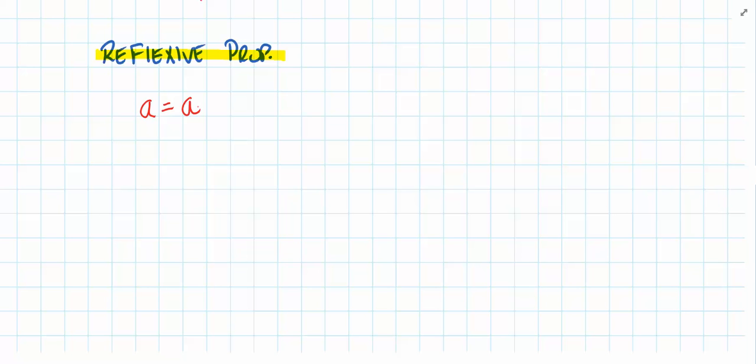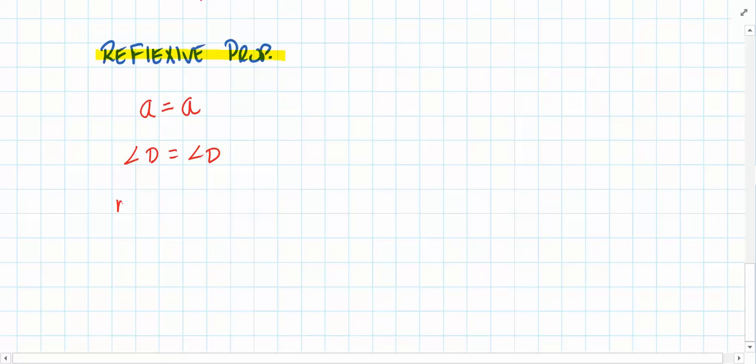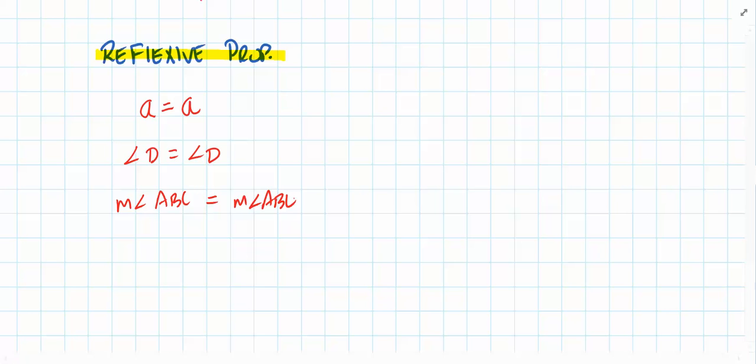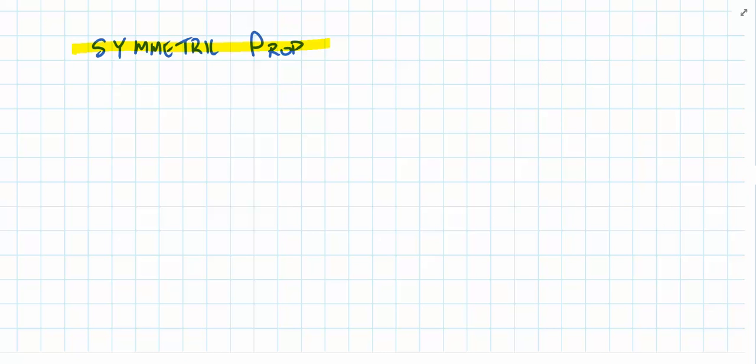Totally different person, right? So I could say angle D is equal to angle D. I could say the measure of angle ABC, of course, is equal to the measure of angle ABC. Now you're wondering, where does this even come up? It does come up in our proofs, and you will see it later today. Okay, the symmetric property basically says this.